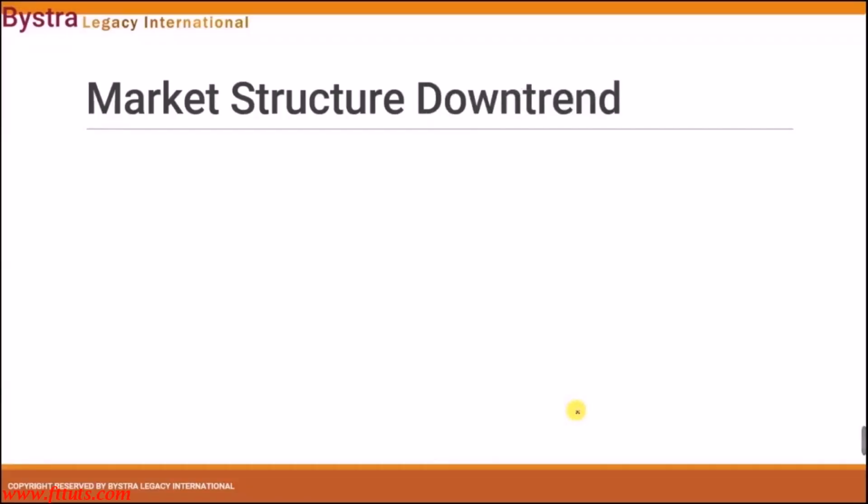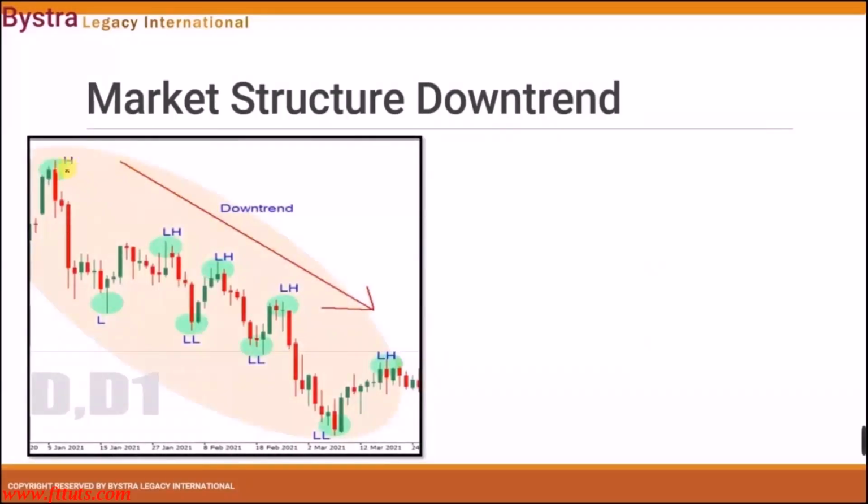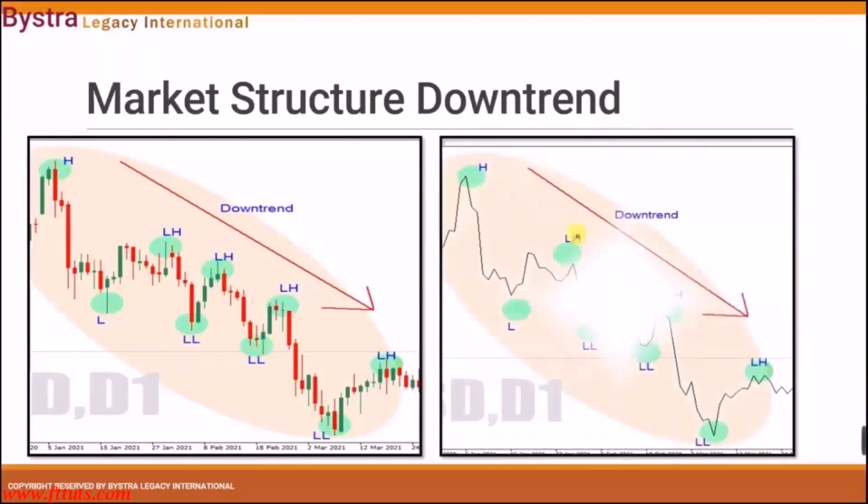Now let's look at the downtrend. In the MT4 charts, this is how the downtrend looks. It has this high, low, lower high, lower low, lower high, lower low. And let's look at the line chart. Same thing happens for downtrend, the high, the low. You can mark this as your lower high, this as your lower low. This is your lower high, lower low, lower high, and lower low, and continue. As long as it is moving in a downtrend, we should have this structure: high, low, lower high, and lower low.